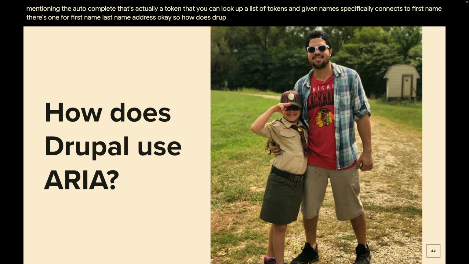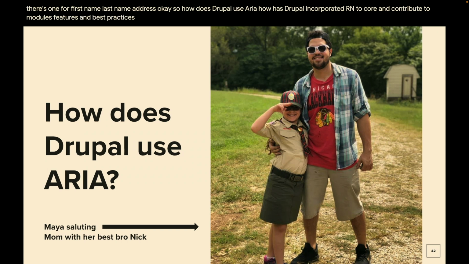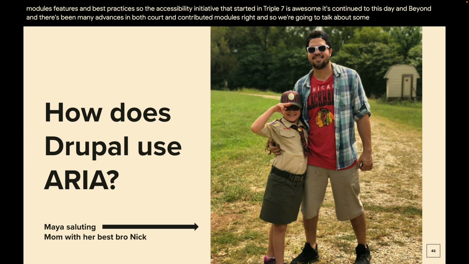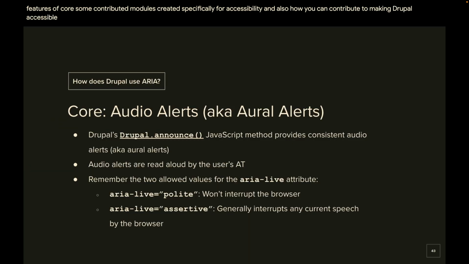Okay, so how does Drupal use ARIA? How has Drupal incorporated ARIA into core and contributed modules, features, and best practices? The accessibility initiative that started in Drupal 7 is awesome. It's continued to this day and beyond, and there've been many advances in both core and contributed modules, right? So we're going to talk about some built-in modules and features of core, some contributed modules created specifically for accessibility, and also how you can contribute to making Drupal accessible. First up, we have audio alerts. They're called ARIA alerts, but I just changed it to audio alerts.